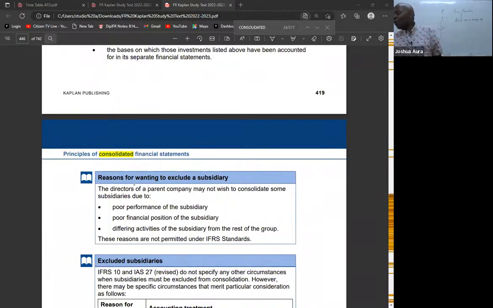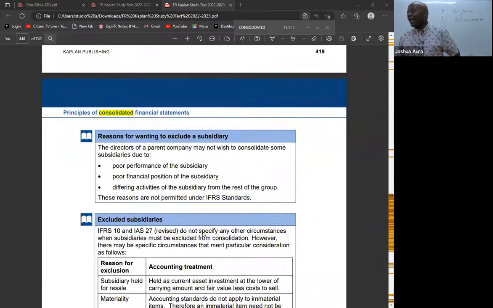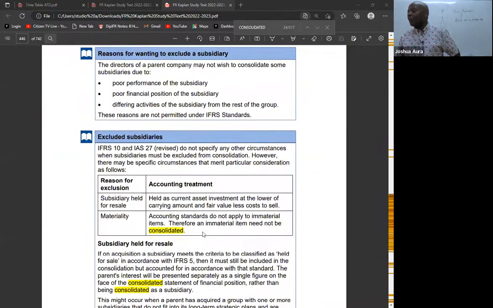We have these reasons for wanting to exclude a subsidiary. Why would directors want to do creative accounting, what we call window dressing? When you leave out a subsidiary that is doing very badly in terms of performance, that is cheating the public. That is what we call window dressing. The directors of a company may not wish to consolidate some subsidiaries due to poor performance of the subsidiary, poor financial position of the subsidiary, differing activities of the subsidiary from the rest of the group. These reasons are not permitted under IFRS standards.